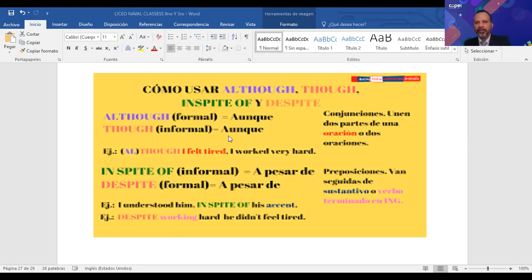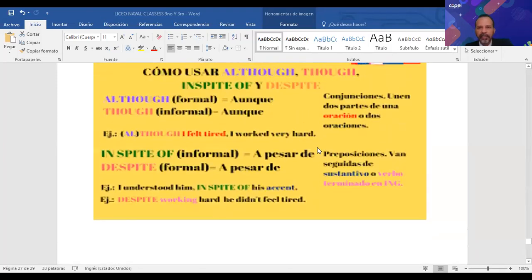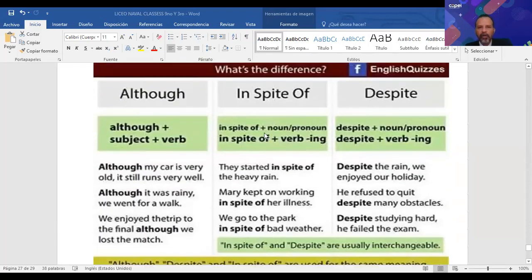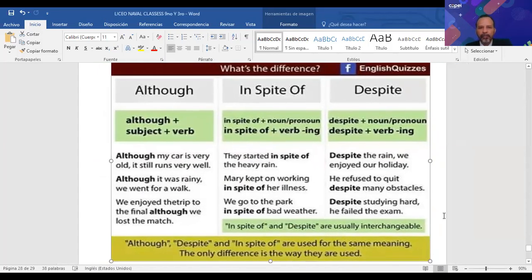Okay, this is important. Look, in Spanish, the meaning, although and though, and in spite of, despite. Okay, the meaning. Look, conjunctions join two parts of a sentence, or two sentences. Prepositions go with a noun, or a verb with the ing form. See, the session will be finished in 10 minutes. Yeah, look at this. Although, in spite of, despite. Copy the chart, please, take a screenshot.